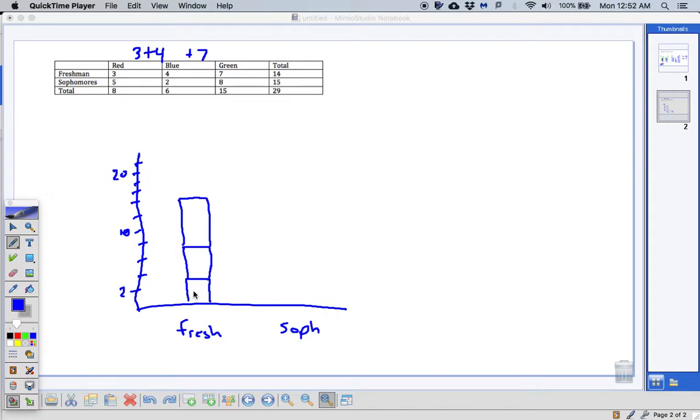And just like before, we've got to use some different color codings to represent red, blue, and green. So red, blue, and green. And you can use colors or you can use different symbols. I'm going to use red to be dashes, blue is going to be dots, and green is going to be all the way filled in. So our red is this one, our blue is this one, and our green is this one that's all the way filled in.